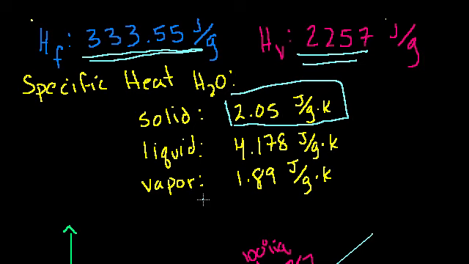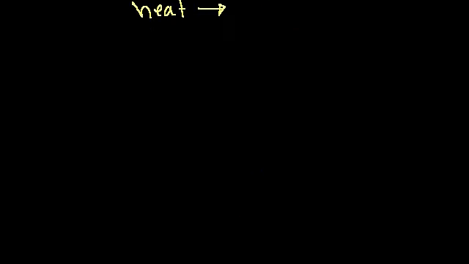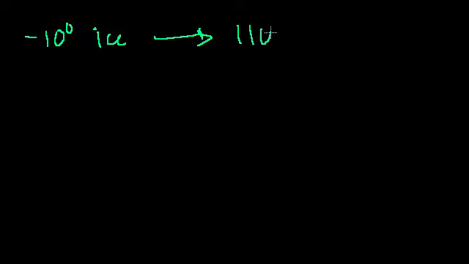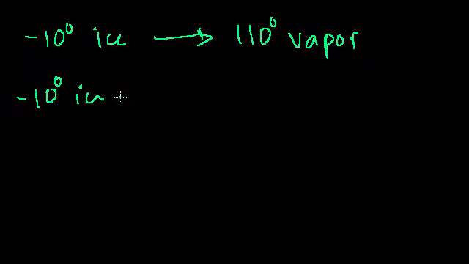So given what we know now, we can actually figure out how much energy it would take to go from minus 10 degree ice to 110 degree vapor. Let's work this out. The first thing we're going to be doing is going from minus 10 degree ice to 0 degree ice. So we're going to go 10 degrees. We have to figure out how much heat it takes to warm up ice by 10 degrees.